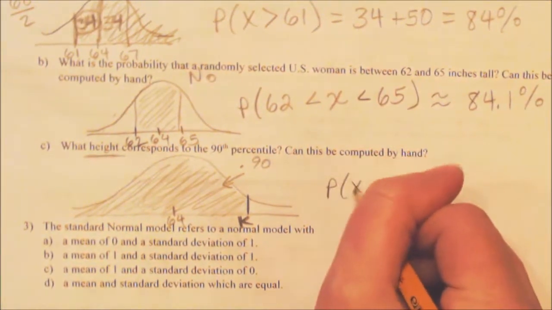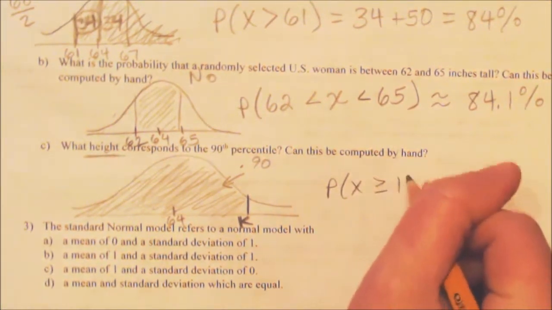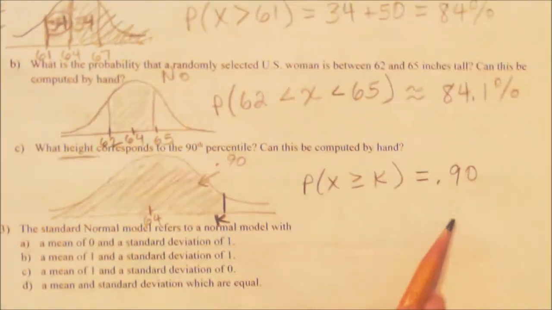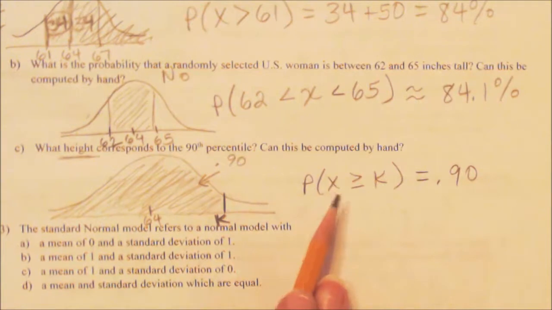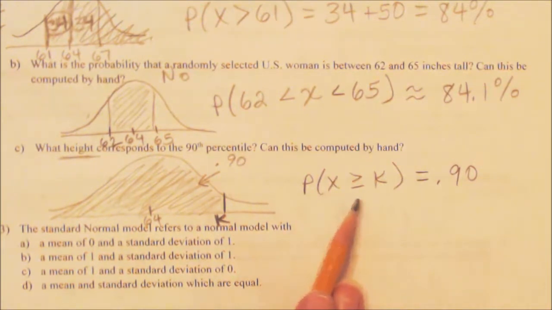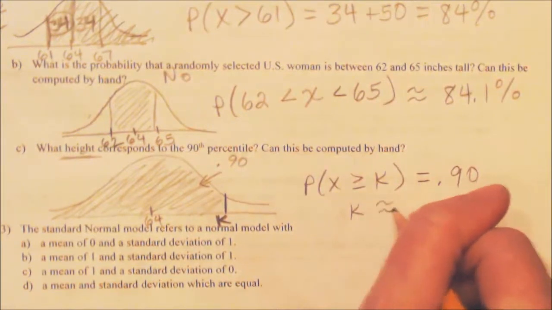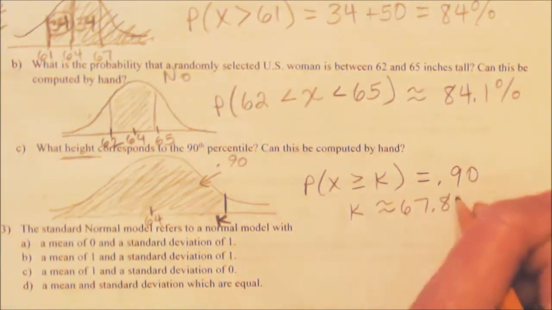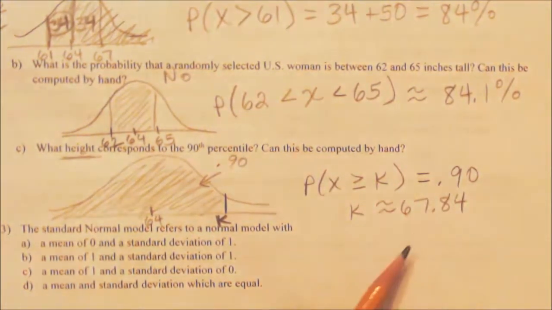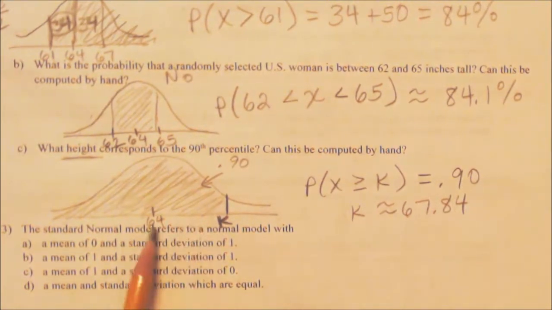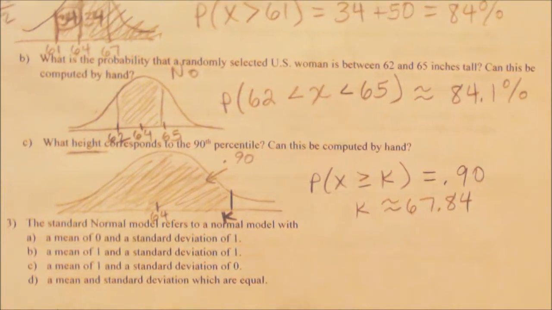So we're looking for the probability that X is greater than or equal to K. This is one of those where you put in the percentage, the probability of 90%. You set the probability X is greater than or equal to, and you leave that blank for K. And when you compute it, you end up getting a K value of about 67.84, which should seem about right. 67.84 inches would be up here somewhere pretty high above where the mean of 64 is.